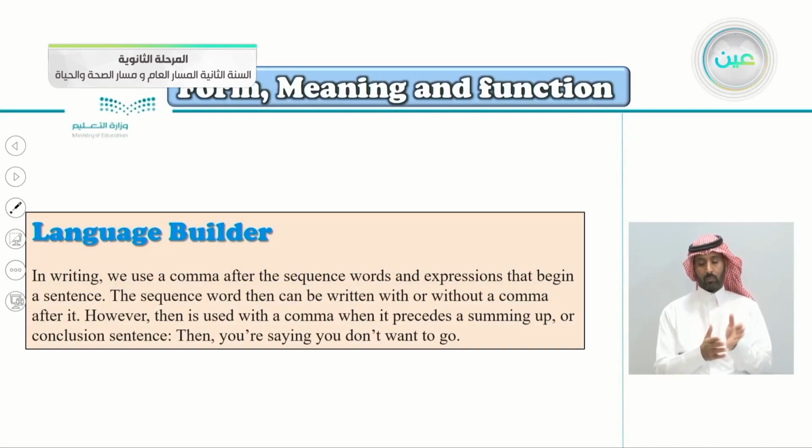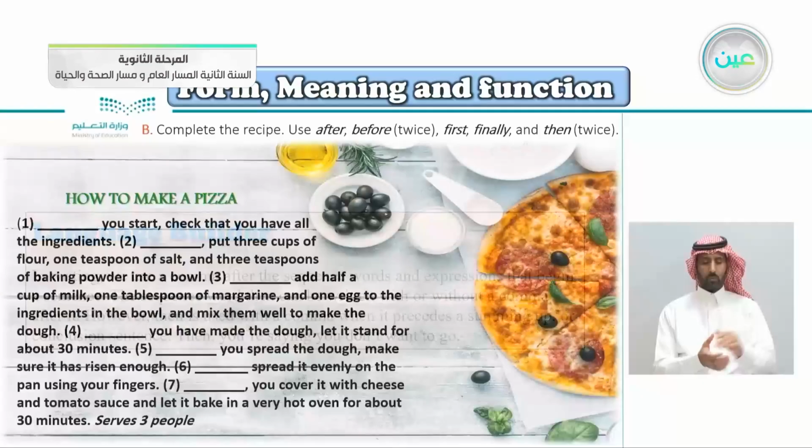Language builder here, another one. In writing, we use the comma after the sequence words and expressions that begin a sentence. The sequence word then can be written with or without a comma after it. However, then is used with a comma when it precedes a summing up, or a conclusion sentence. Then, notice here the comma, then you're saying you don't want to go. So use the comma if you're concluding something.